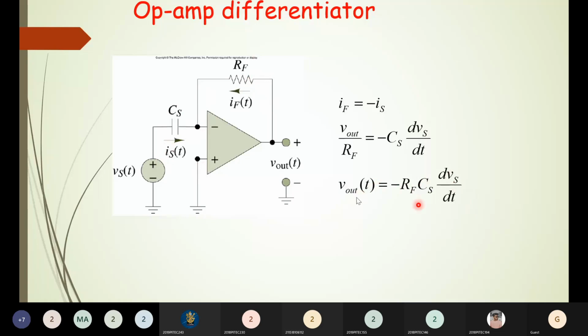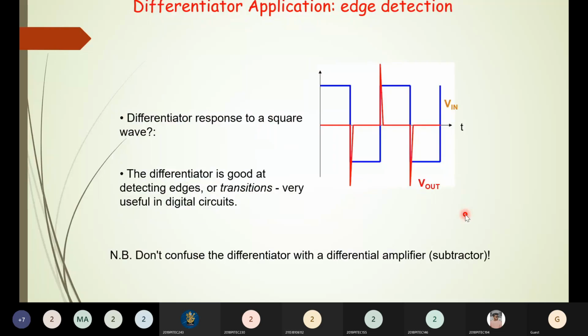You'll get output is equal to minus RF C times the differentiation of the input voltage. This is my input voltage, no? Differentiation of the input voltage. So the output is the differentiation of the input voltage, of course times some constant, which will be the gain, right? And what is the application here? The main application of a differentiator is edge detection.